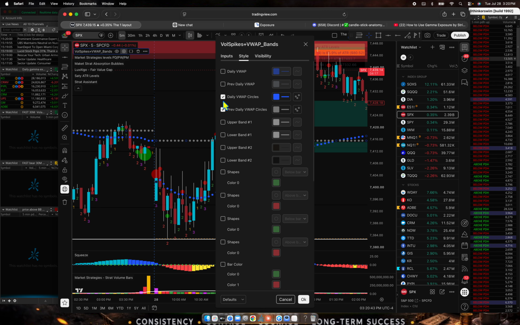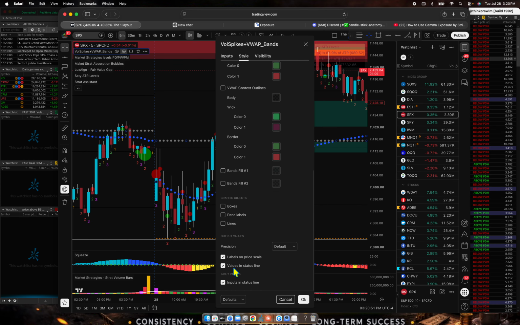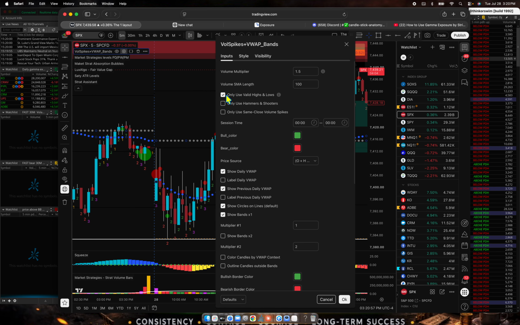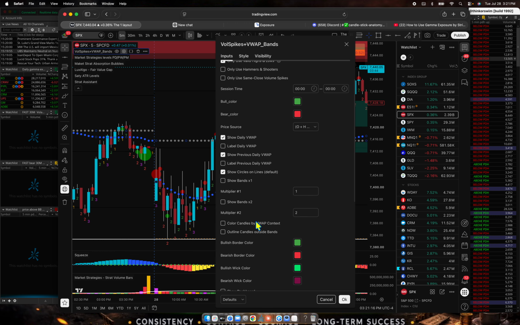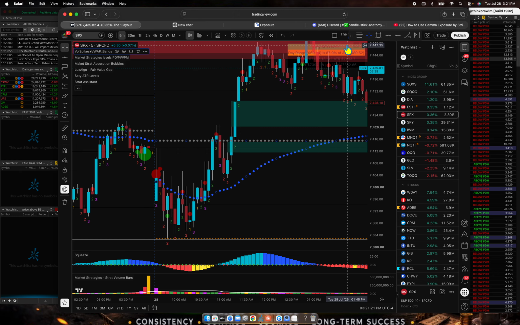So if you go to style, like you say right here, daily VWAP with circles, previous daily VWAP with circles, everything else in here is literally turned off, right? Labels, values, inputs, that's on. Inputs here, only use value highs and lows. You don't even really honestly need that on because that's not being used. Show daily VWAP, show previous days VWAP, show circles on lines, default, show band extensions 1, that's not on either. I'm not even sure why that's checked, but it's not on because it's not showing from what I have on there. So all this stuff you leave the same here.